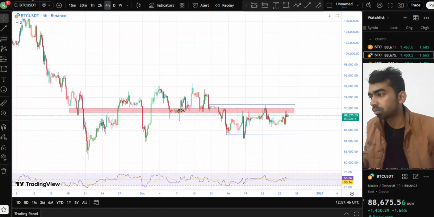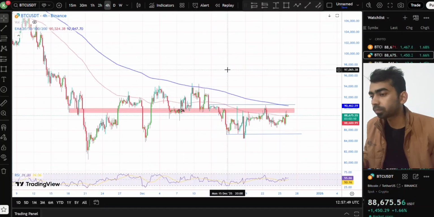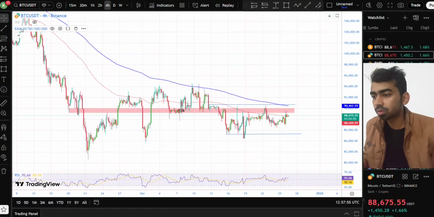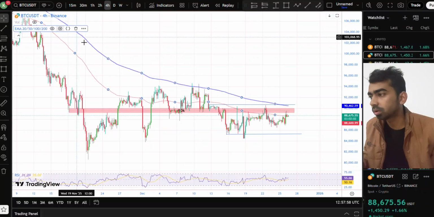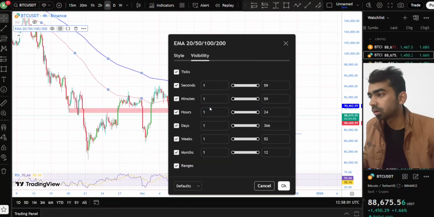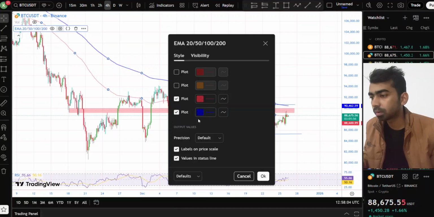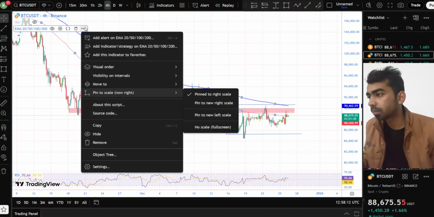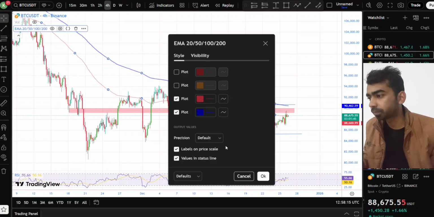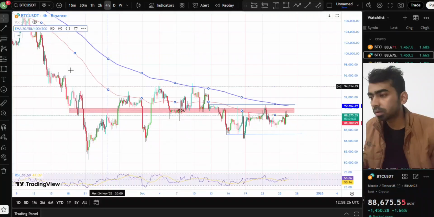Now I'm going to remove the volume also. Let me check the EMA. BTC is also close to the EMA, and this EMA is probably 100, I think. Let me check. Yes, the big one is 100 and the small one is 50.